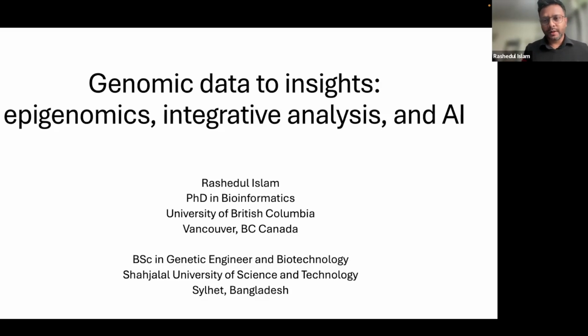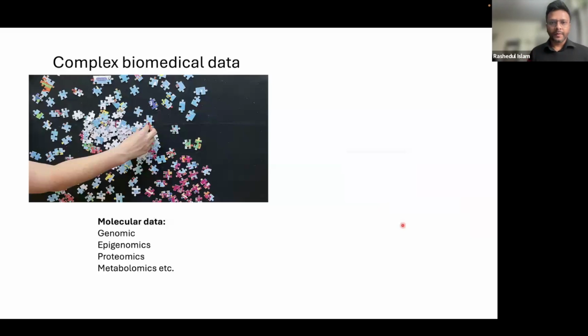So today we will talk about genomic data and how we use different tools and techniques, including AI, to get the insight from the genomic data. The genomic data or biological data is very complex. It looks like the pieces of a jigsaw puzzle. At this point of time, we can generate different types of data.